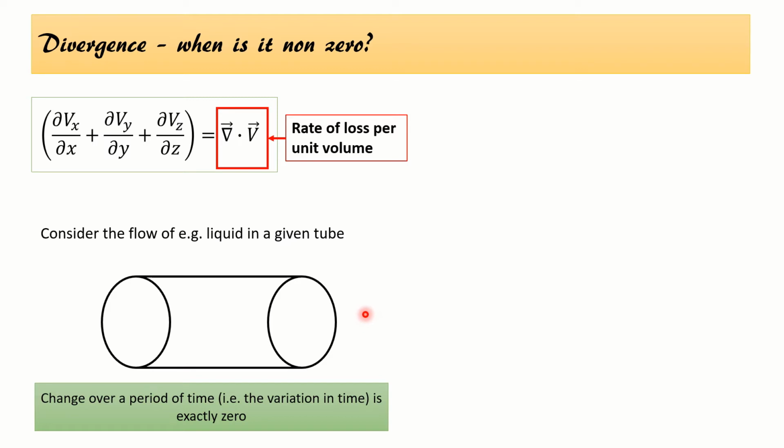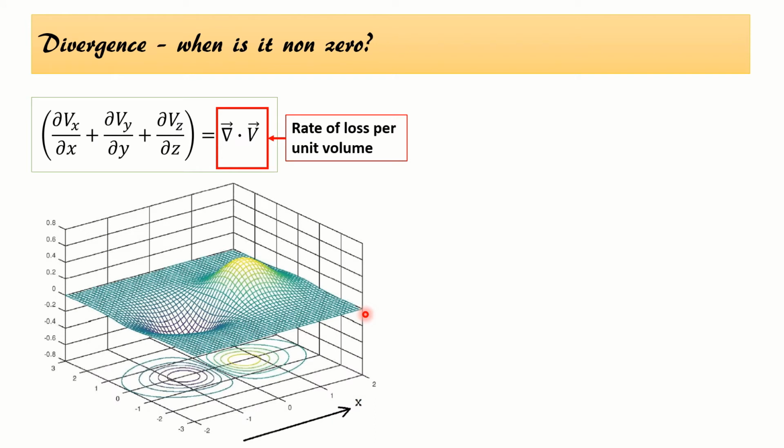And then the next case is where there is a source or a sink. To give an idea of what a source and a sink are, I show you here a plot which I have made earlier, and this is basically a scalar potential. What I just want to show you here is that there is a minimum over here, and there is a maximum over here: at positive x there is a maximum, and at negative x there is a minimum.